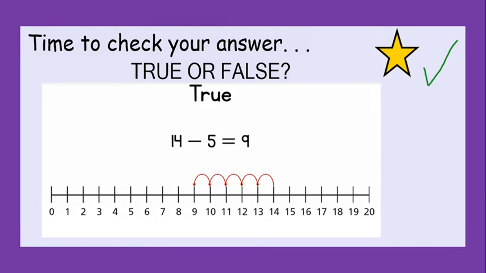Okay, let's check your answer then. It is true, and if you look, I've used a number line here. I've started on 14 and I've taken away 5, and I've done that by doing jumps back because the number needs to get smaller. So I've taken away 1, taken away 2, taken away 3, taken away 4, taken away 5, and it's landed me on 9, which is what I said the answer was. So it is true. I've proven that that number sentence is in fact a number fact. So well done if you got that right.